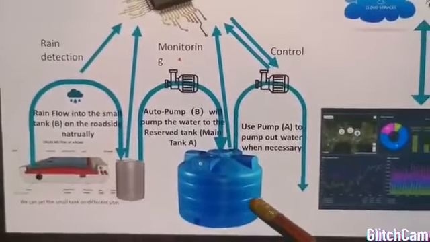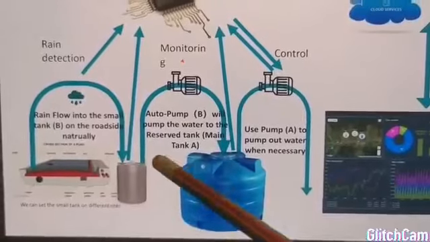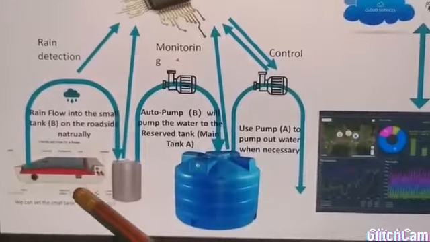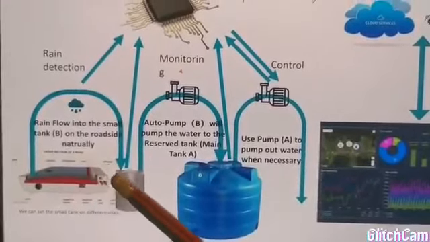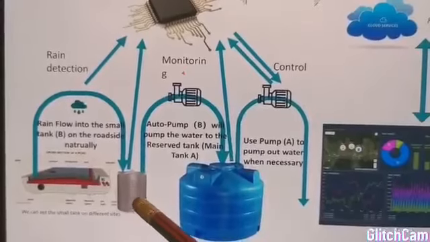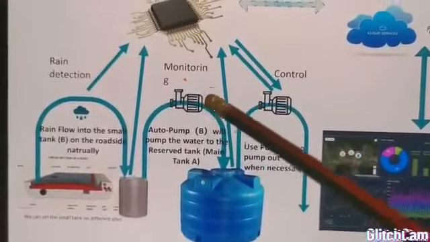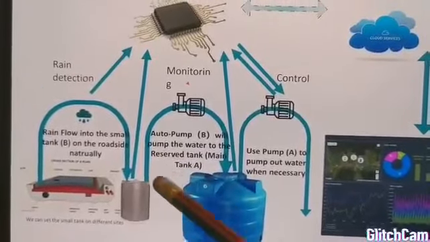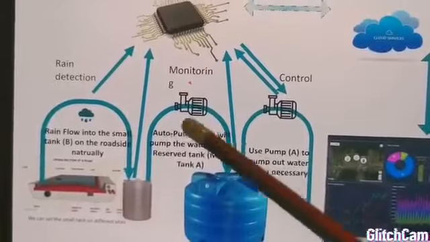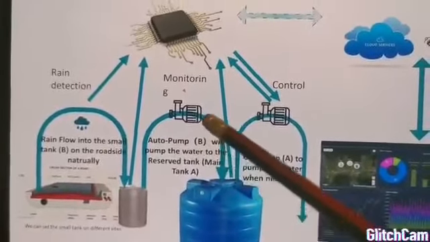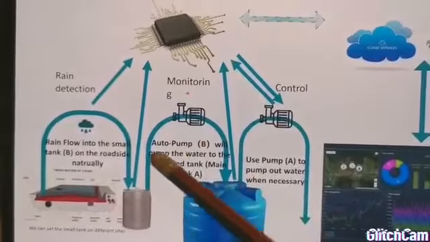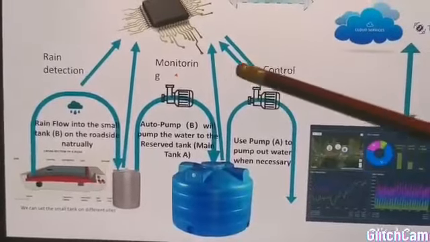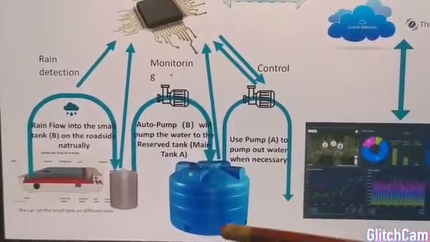There are two water tanks in the first part. The first is a small water tank, which is located near the roadside. When it rains, the rainwater will flow into the small water tank naturally. And water pump B can detect the water level in the small tank automatically. When there is water in the small tank, water pump B will be turned on automatically. It can pump the water from the small tank to the big tank. Also, we will monitor the water level in the big tank.